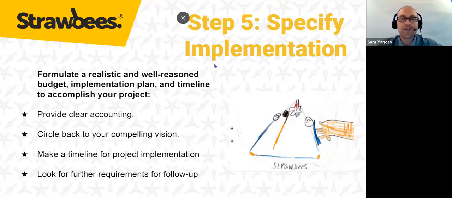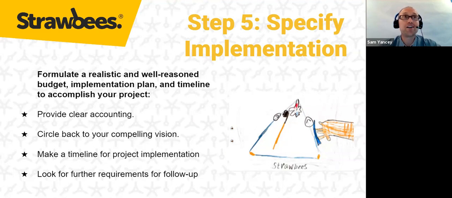So we've talked about coming up with your own vision and your own story. We've talked about different kinds of grants, and we've talked about the actual writing process. And now we're thinking about the implementation of your project, because grant readers want to see that you have a realistic and reasonable project plan and a well-reasoned budget. So that's a good starting place, where it says provide clear accounting.